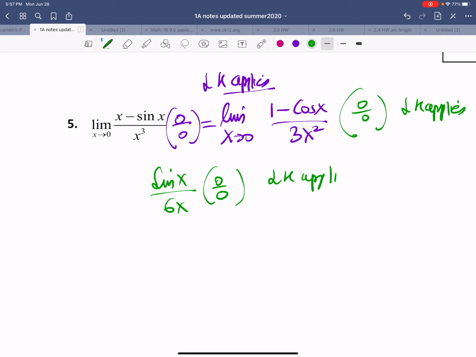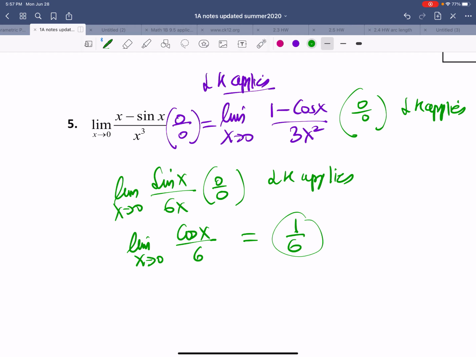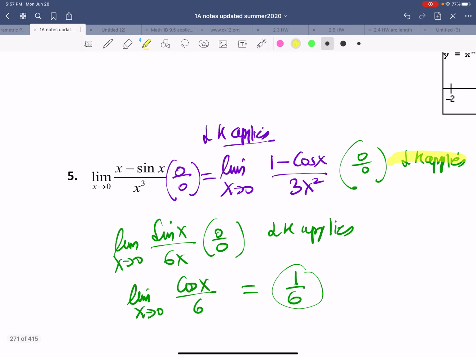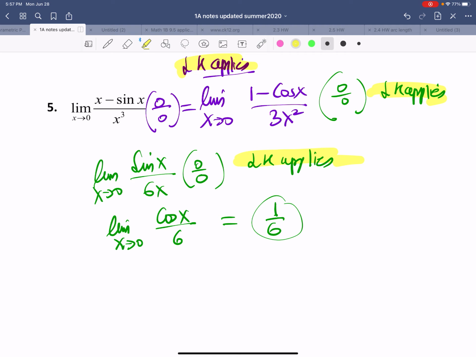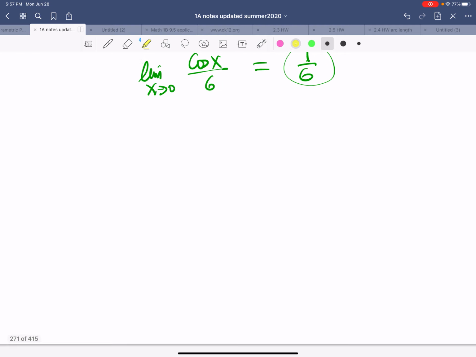So I have to apply L'Hopital's rule one more time. Limit as x goes to 0 of sine x over 6x. The derivative of sine x is cos x, and the derivative of 6x is 6. Cosine x goes to 1 when x goes to 0. So 1/6 is the limit in this case. You can see we applied L'Hopital's rule three times here, and it's okay to apply it multiple times in a problem, as long as you have 0 over 0 or infinity over infinity form.